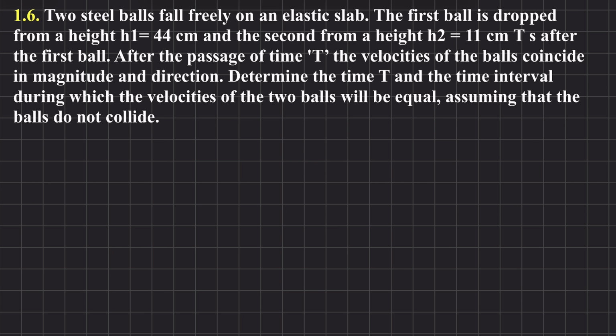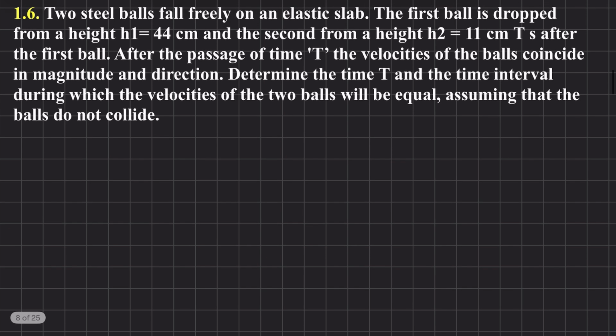So guys, the question is saying that two steel balls fall freely on an elastic slab. Elastic slab means basically that no energy losses are happening. Whatever speed they have when they hit the slab downward, with the same speed they are going to return back. So let's say this is your elastic slab.